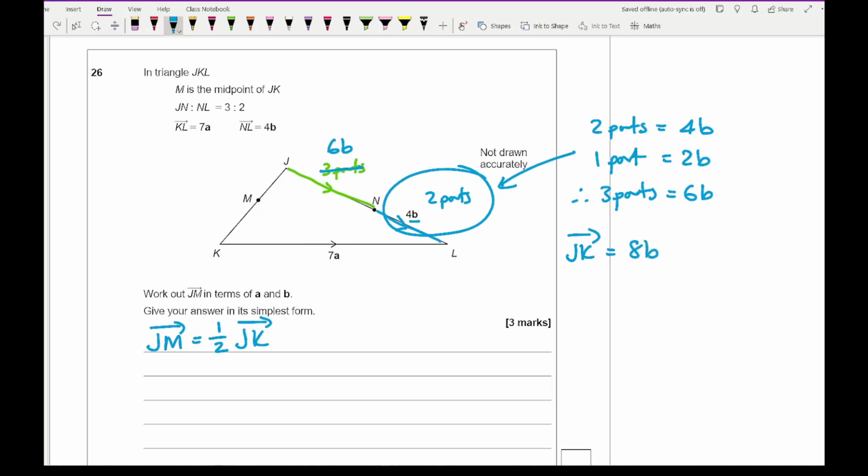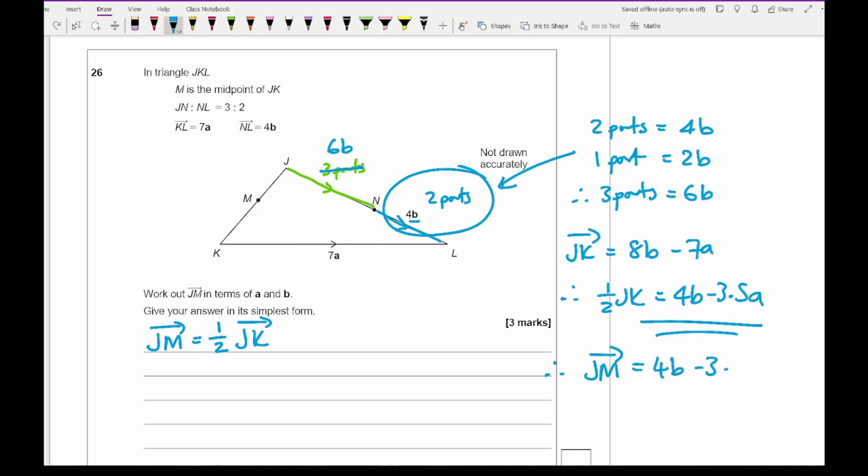and then minus 7A. So therefore half of JK is going to be 5B minus 3.5A, which I've missed out an A there, so that should be an A, not a B. A, and that's an A, and there is my final answer. So therefore J to M is equal to 5B minus 3.5A. You could write it as 7 over 2, that's entirely up to you, but that there is our last question and the end of this practice paper.